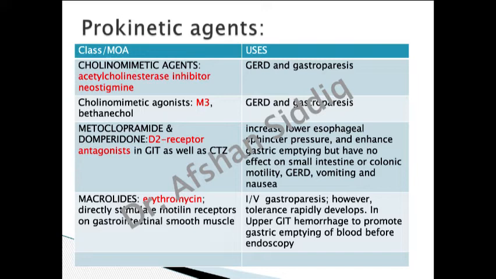The third class is macrolides, which include erythromycin, that directly stimulate the motilin receptor on the GI tract smooth muscle. They are usually given by intravenous route in gastroparesis. However, tolerance rapidly develops because of its antibacterial activity. In upper GIT hemorrhages, these are given to promote gastric emptying of blood before endoscopy.